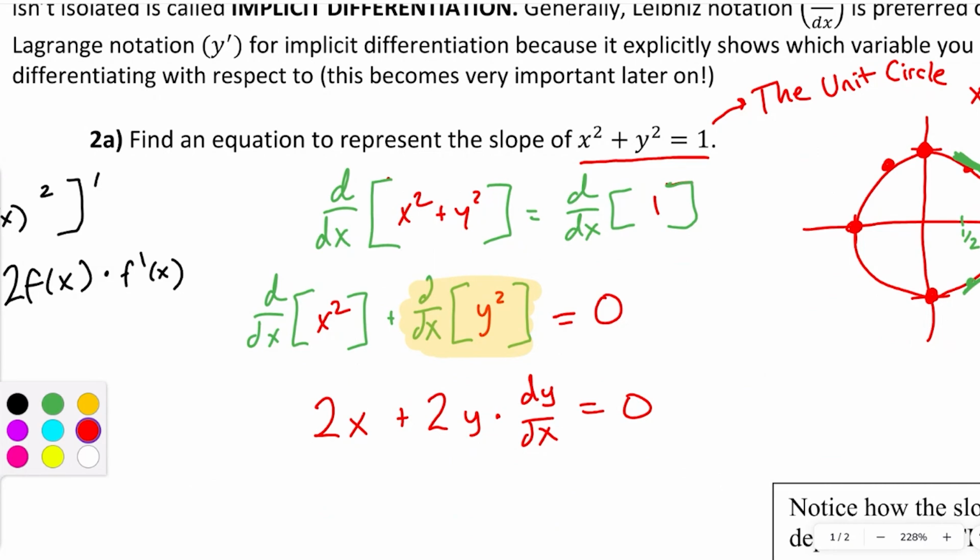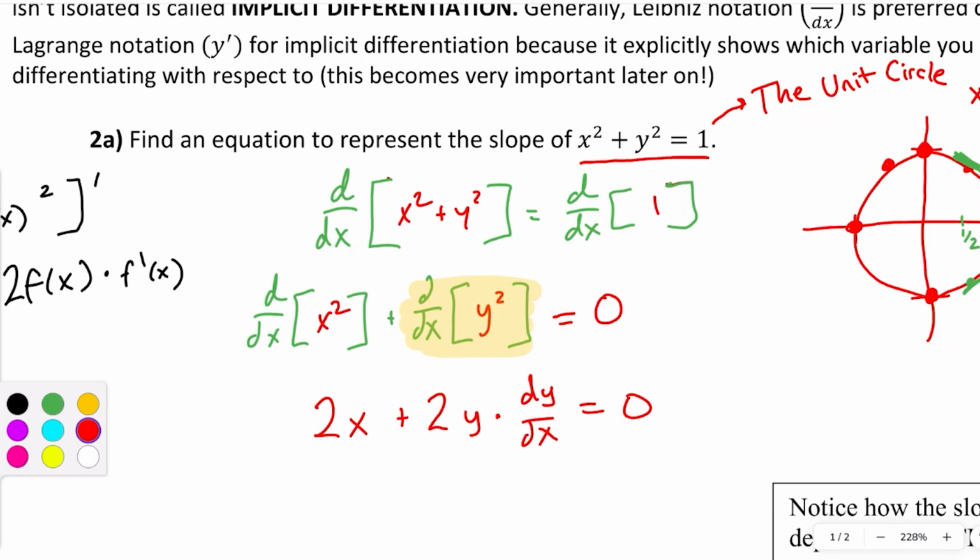Now, the term that's going to give us the slope of this is the dy dx. So ultimately, that's what you're going to try to solve for. We're going to do that algebraically. We're going to use properties of equality and try to isolate the dy dx. That's the little term that we're trying to solve for. That's going to give us the equation for the slope. Because remember, the derivative of y is the slope of y.